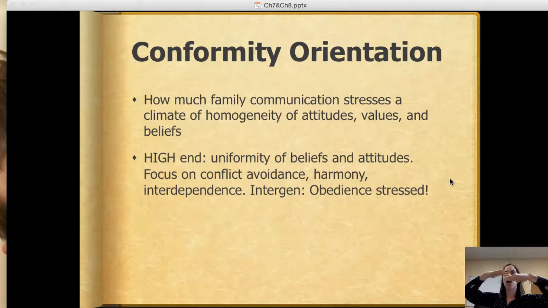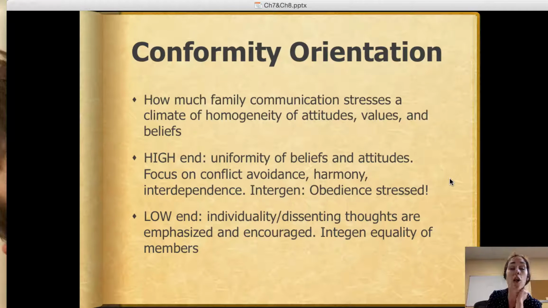So these families have a lot of conflict avoidance. Why would we have a conflict? We always agree. Very high in harmony and very interdependent, because the thought is we all think and act very, very similarly. And obedience is stressed. Well, you should be obedient, right? Because we're all on the same page always.